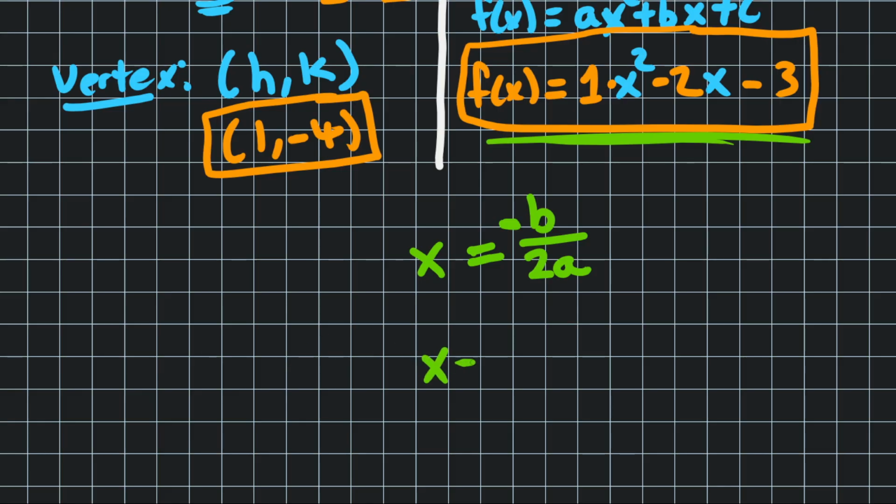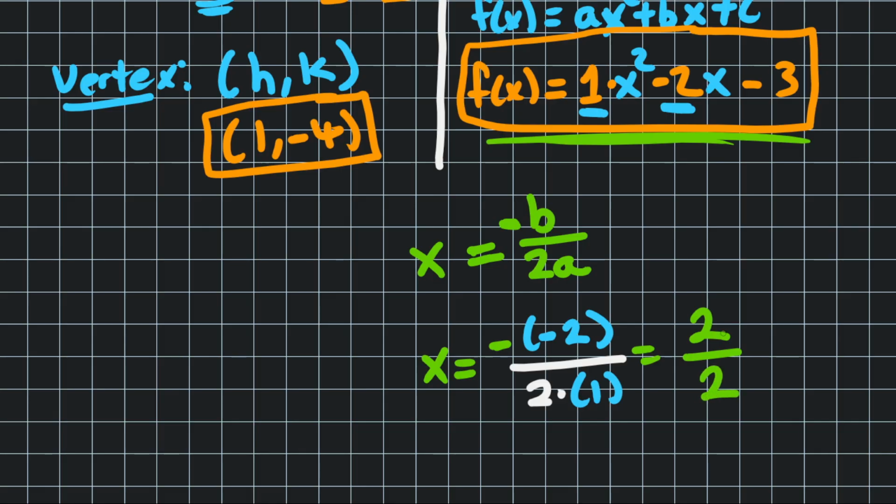Let's go ahead and find it. So x equals negative, what's b? Our b is -2. So x equals negative 2 over 2 times, and what's a? Our a is 1. So 2 times 1. Let's go ahead and evaluate this. What's negative 2 in the numerator? That's just positive 2 over, and then what's 2 times 1 in the denominator? That's just 2. 2 over 2. 2 divided by 2 equals 1. And there we go. x equals 1.